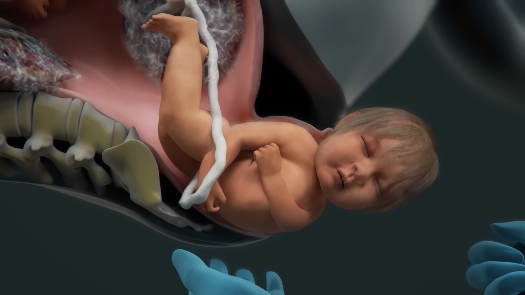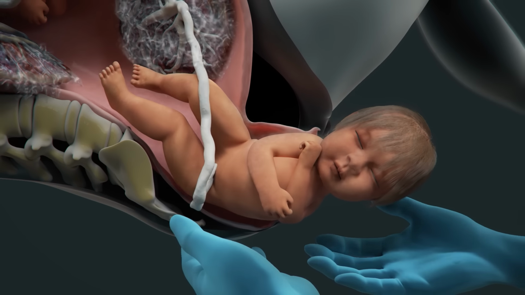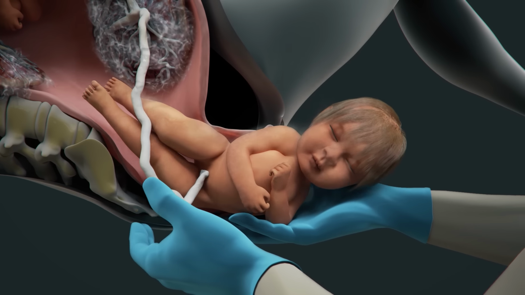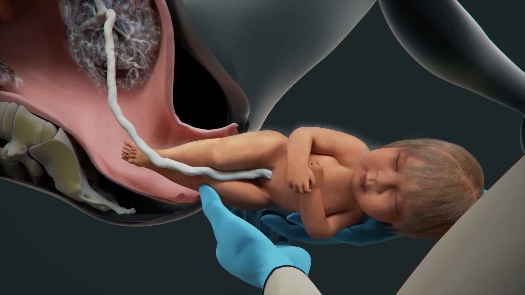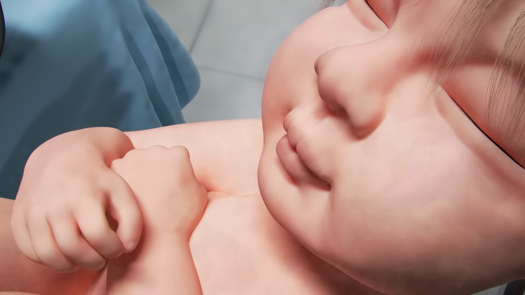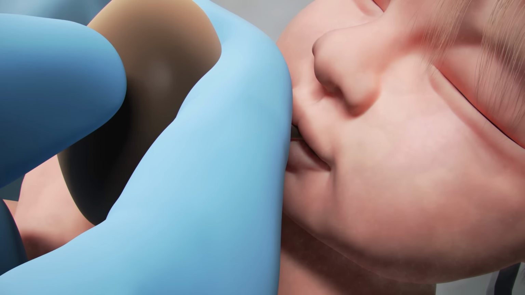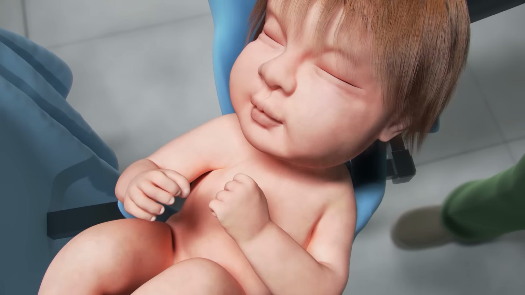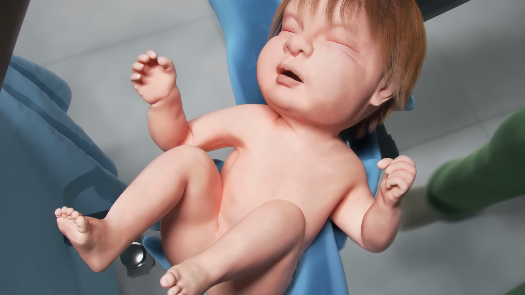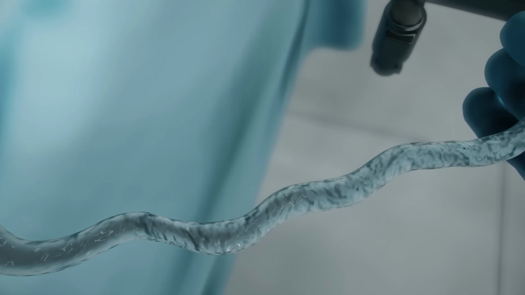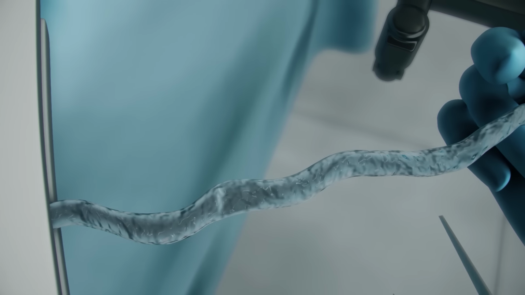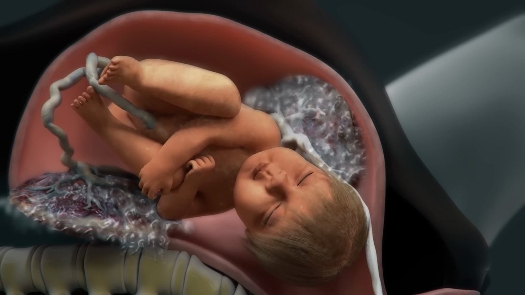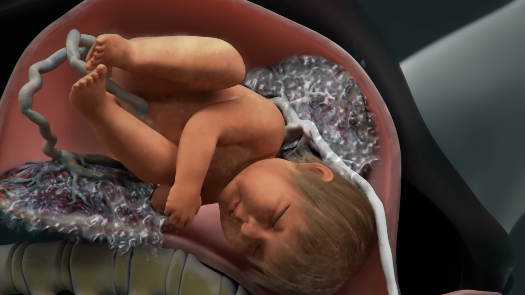The baby's head rotates slightly to help the shoulders fit through the birth canal. The doctor gently guides the baby's shoulders out, followed by the rest of the body. Once the baby's head and body are out, the doctor clears the airway and the baby takes the first breath. Once twin A is delivered, the doctor clamps and cuts the umbilical cord, but does not yet deliver the placenta, as twin B is still inside.